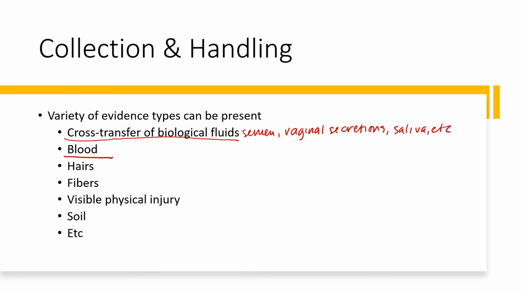Cross-transfer of blood. You can have cross-transfer of hairs and fibers, the victim's hairs on the perpetrator and vice versa, same thing with fibers from clothing. There can be visible physical injury that may or may not have markings on both people. For example, if you hit somebody hard enough at a bony place, you might end up with a bruise on the part of your body that you hit them with, and the shapes may match up. You can have soil evidence, for example, caked underneath your fingernails, etc. There's not really a whole lot of evidence types that are unique to a rape case, and there can be a lot of variety even between cases.